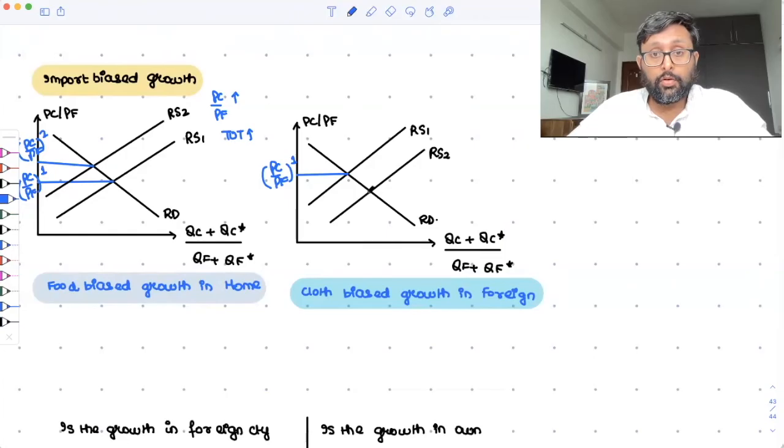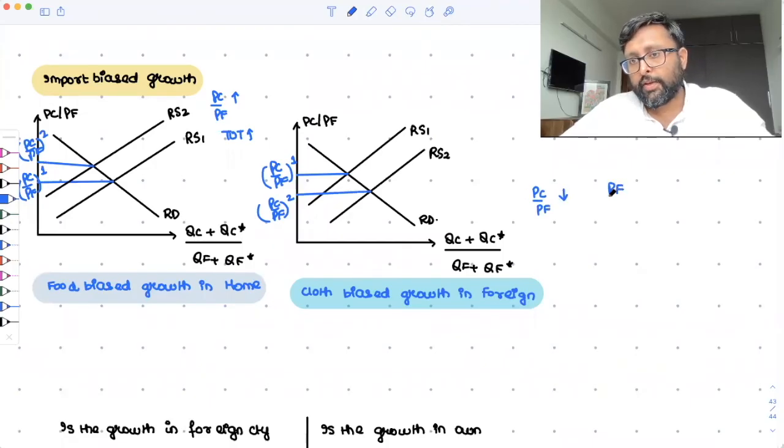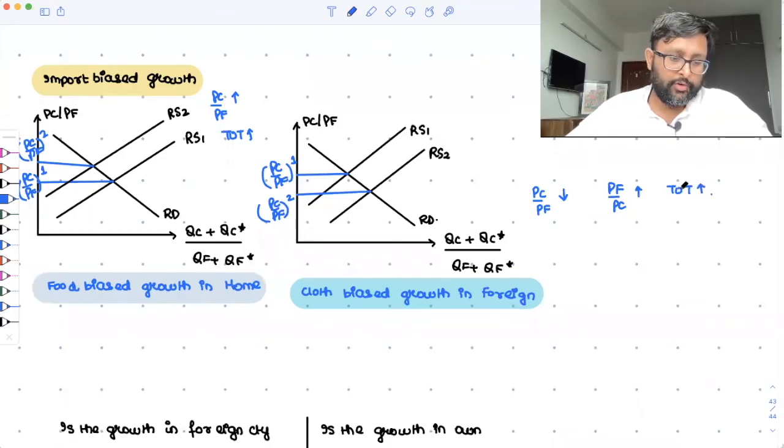This is going to decrease the relative price of cloth. So PC by PF is falling. That would mean PF by PC is increasing. That would mean the price of export upon price of import in the foreign country is increasing. So that would mean terms of trade is increasing in the foreign country.